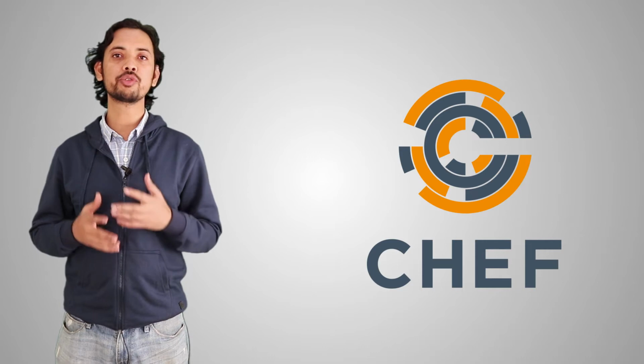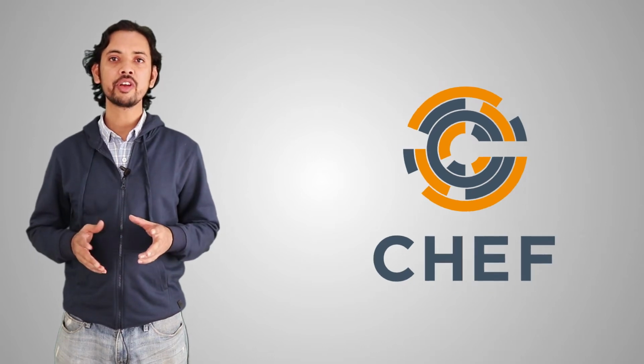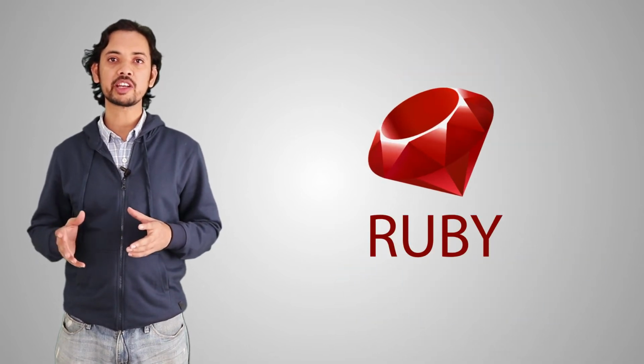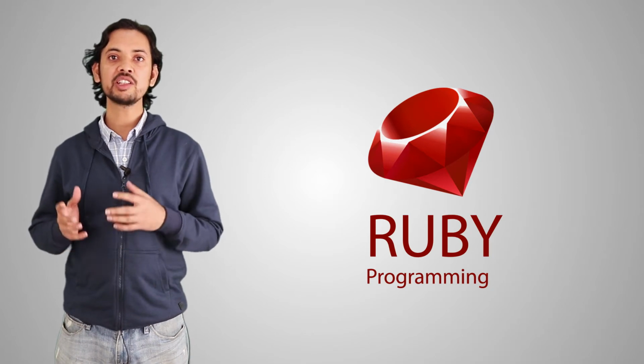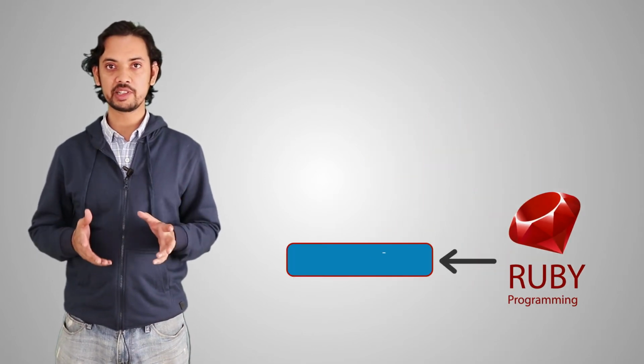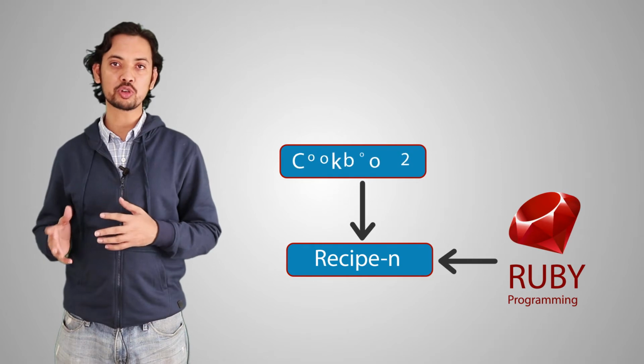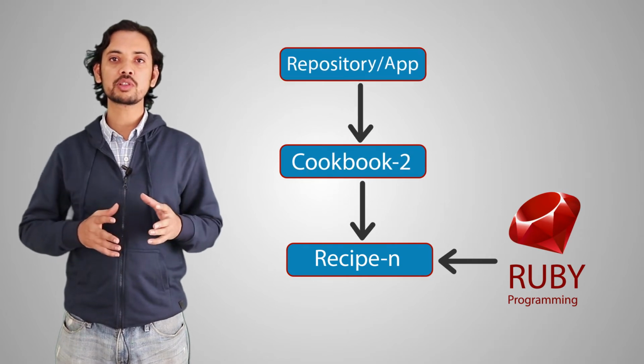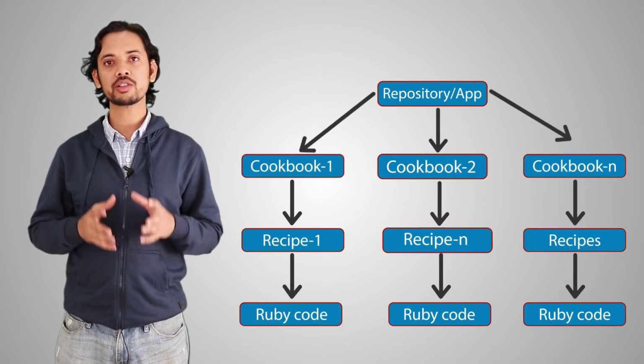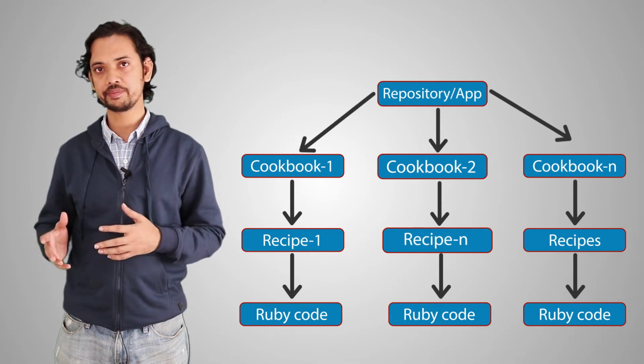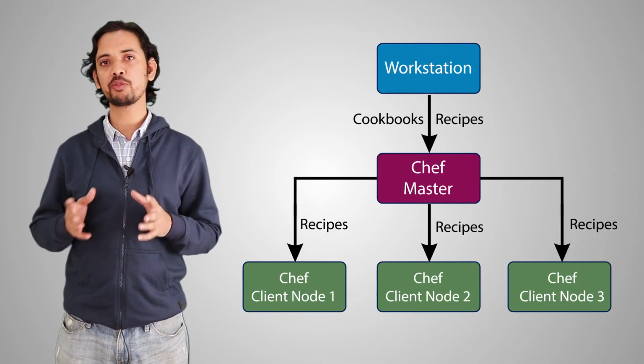So how does Chef do that? In Chef, we use Ruby syntax to create scripts. These scripts are called recipes. A collection of these recipes is called a cookbook, and these cookbooks we need to run on the servers that need to be configured. Now Chef works on a master-slave based architecture.